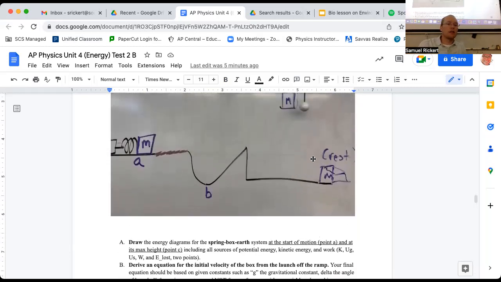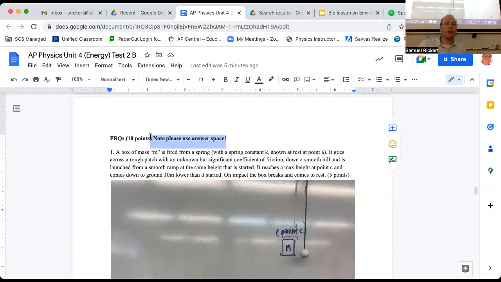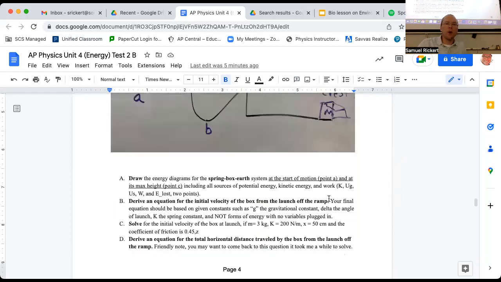First, we do the energy diagram, and thank you to everyone who read this and used the answer space. Importantly, on the AP test, if you write on the question, you don't get graded. So you have to use the answer space. I'm just trying to get you in that habit. Also, I'm trying to make my life easier because there wasn't a lot of space here.